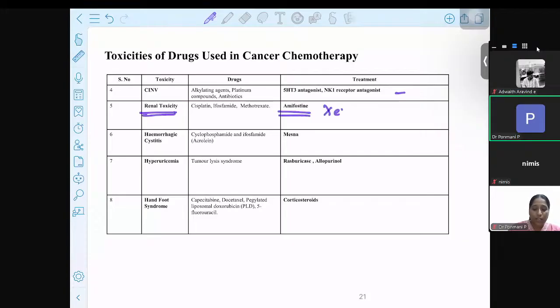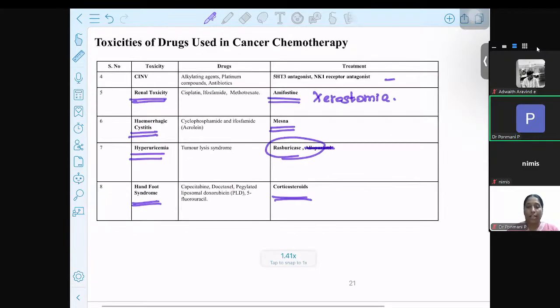Where else was it used? For xerostomia, it was used. And while learning about the antidotes, we saw for hemorrhagic cystitis, we can give Mesna. And for hyperuricemia, rasburicase is preferred. It is not allopurinol. Rasburicase is preferred. And for hand-foot syndrome, it is corticosteroids.